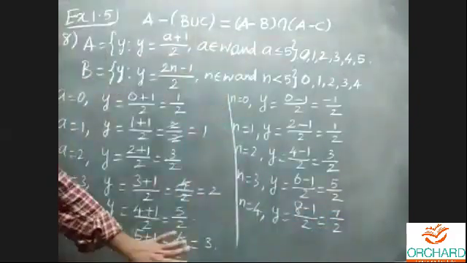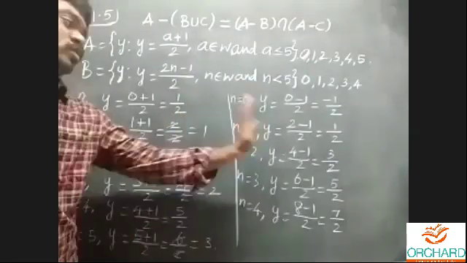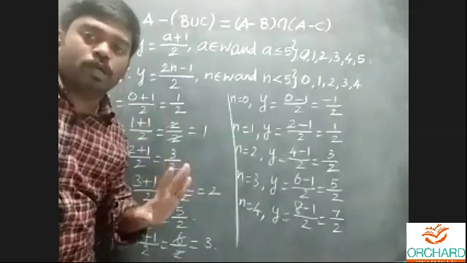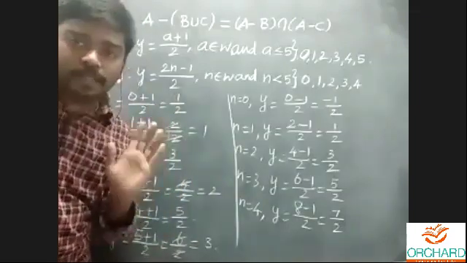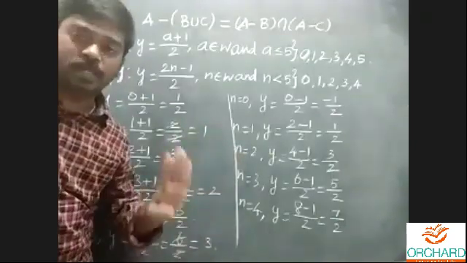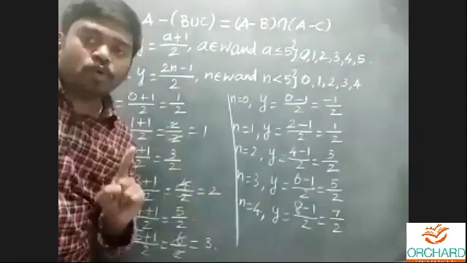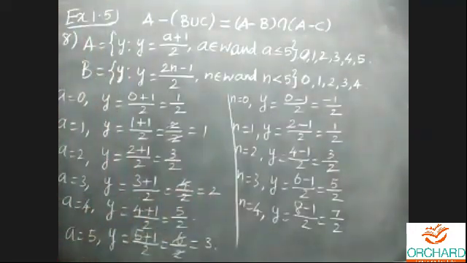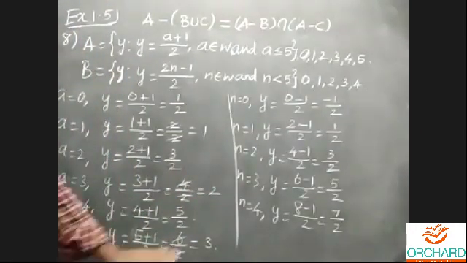Students, again I'm repeating, these steps are not necessary to do in your examination. Suppose you know the calculation very well, no problem, directly write down the elements of set A and set B. If you miss a single element, you will definitely lose your mark. Now you can write the elements of set A and set B.